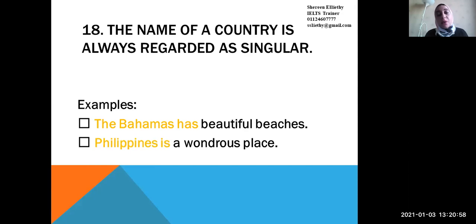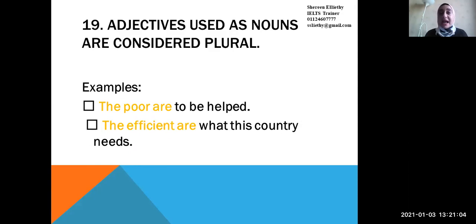Philippines is a wondrous place. All right, so Bahamas has beautiful beaches. Philippines is a wondrous place. Excellent. Number 19, adjectives used as nouns are considered plural.